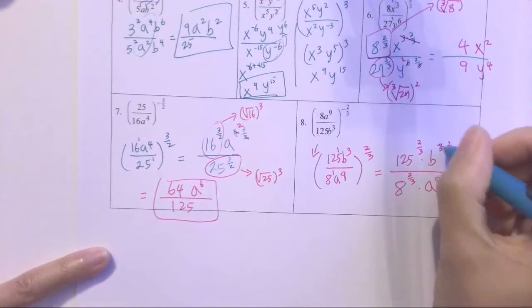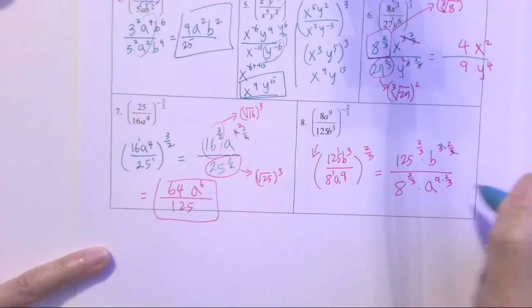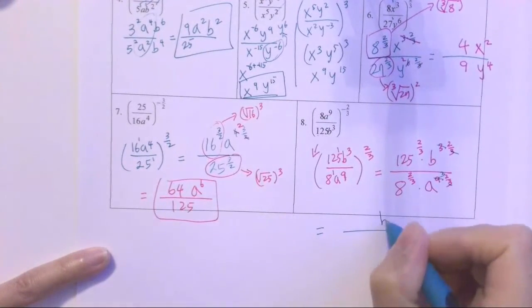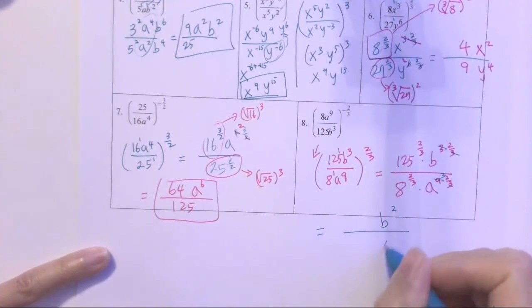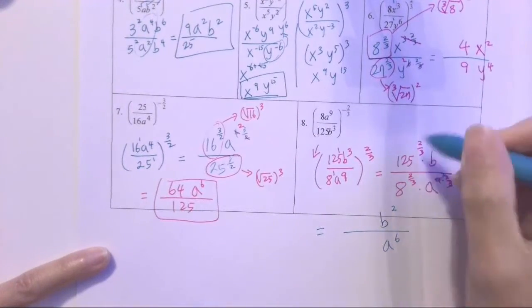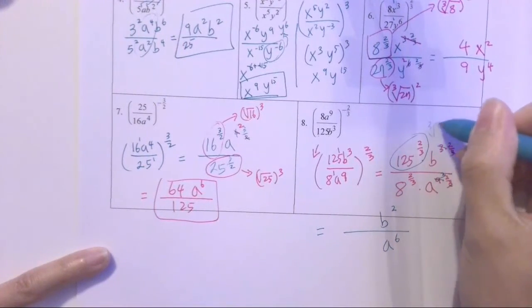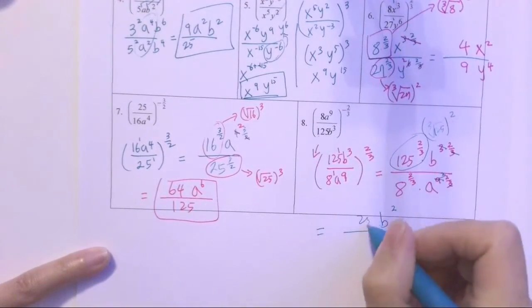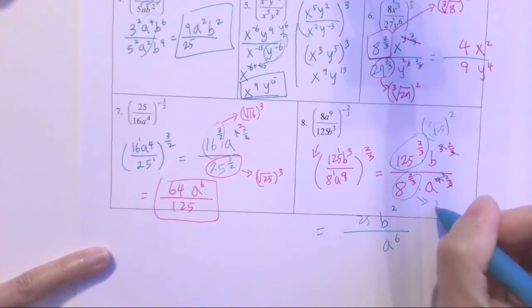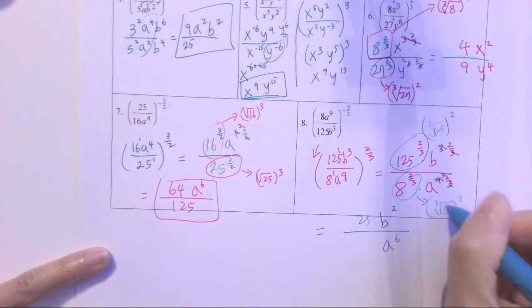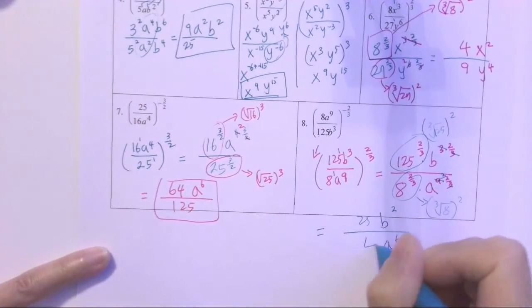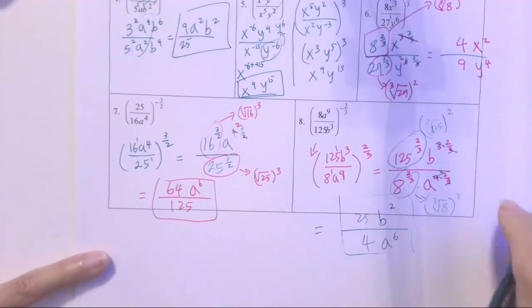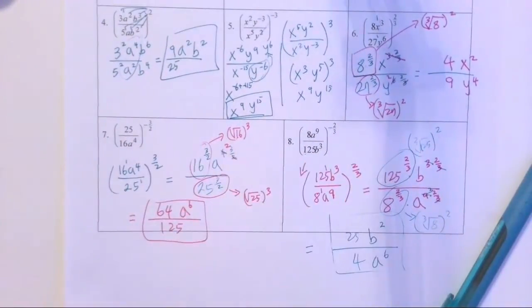And let's simplify it. So it's b squared, a to the 6th power. And over here, cube root of 125, squared, that's 5 squared, 25. Over here is cube root of 8, squared. Cube root of 8 is 2, 2 squared is 4. Like that. Okay? So a few things to remember when you're simplifying.